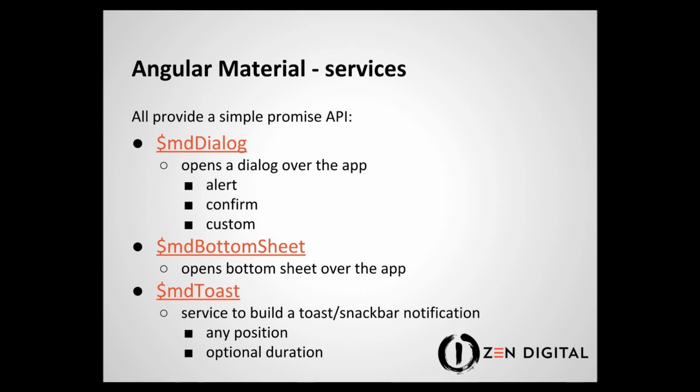So services, we have 3 main services here. The ability to pop up a dialog, the ability to pop up a bottom sheet from the bottom that could be like a menu that pops up. Also, a toast or snack bar notification. That's usually a small notification that appears to tell you that something's transpired. You can set it at any position, and you could optionally have it disappear after a short duration. Or you could click on it to make it disappear.